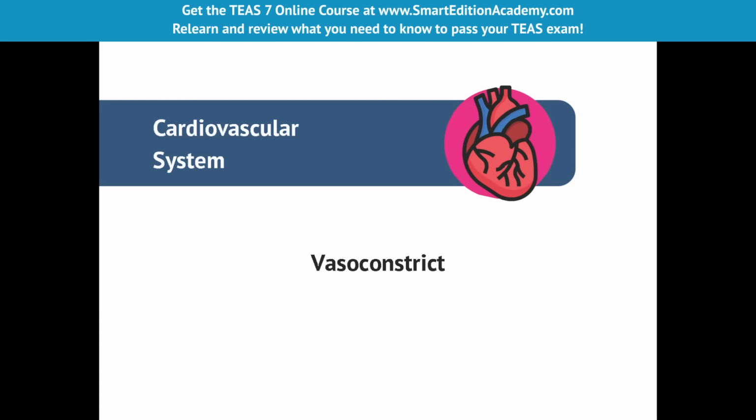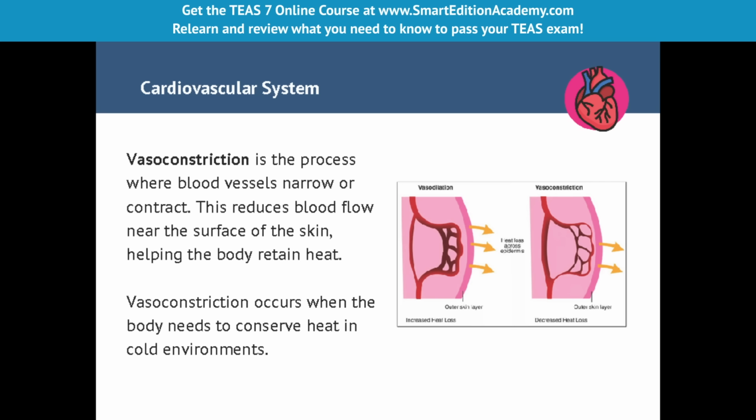So the opposite of vasodilate is going to be vasoconstrict. So what is vasoconstrict and how would you describe it? What is happening in the body during this process? So vasoconstriction is the process where the blood vessels narrow or they contract. This is going to reduce blood flow near the surface of the skin, and it actually helps the body retain heat.